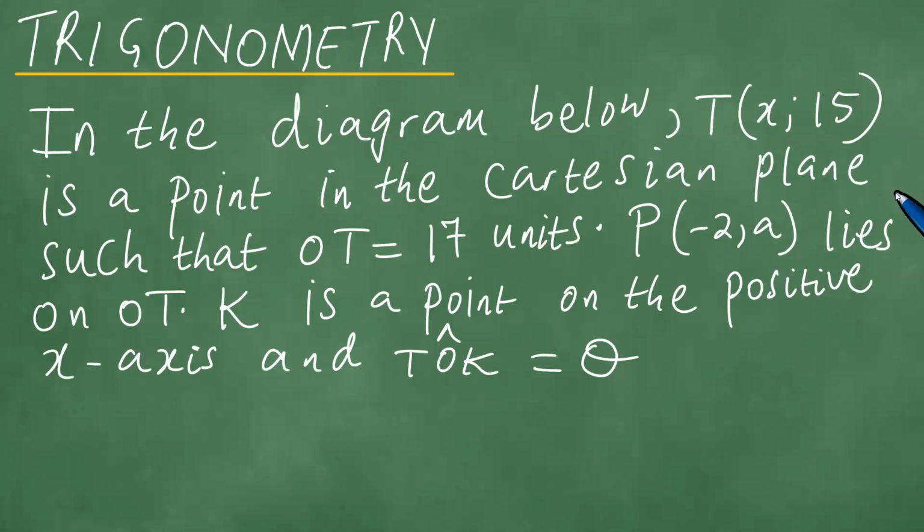Right, we are focusing on a very important part of the curriculum called trigonometry. In the diagram below, T has coordinates x and 15, a point in the Cartesian plane such that OT is 17 units. P has the coordinates -2 and A lies on OT. K is a point on the positive x-axis and TOK equals the angle theta.